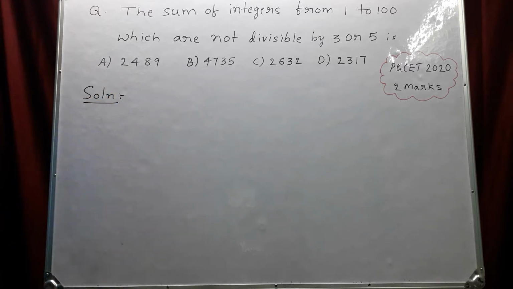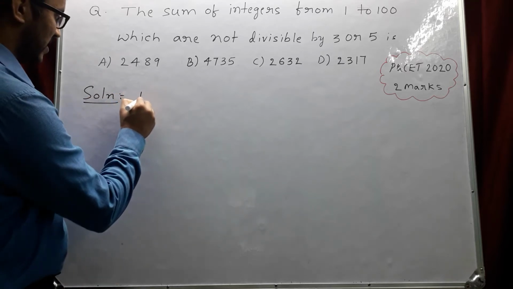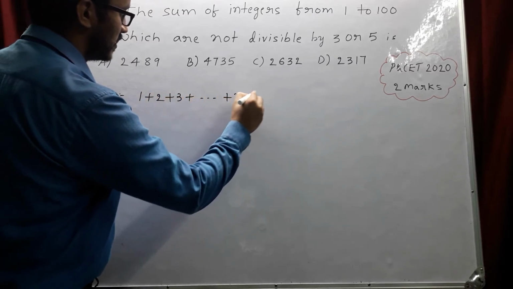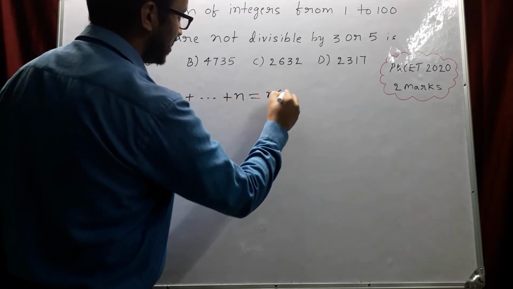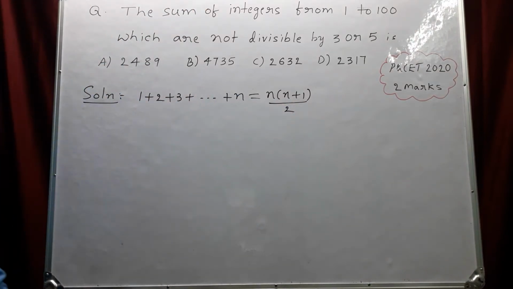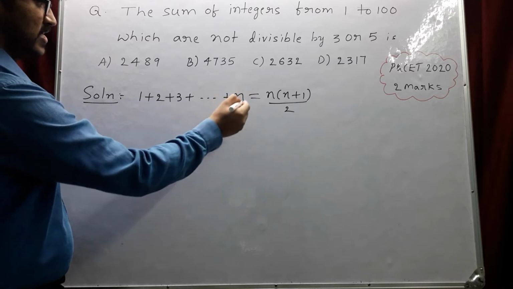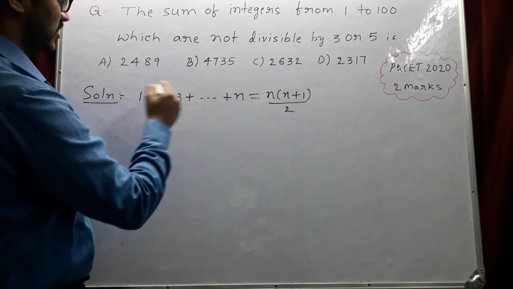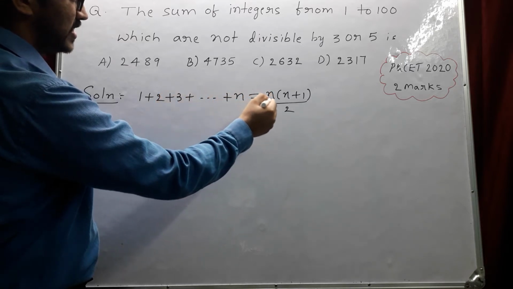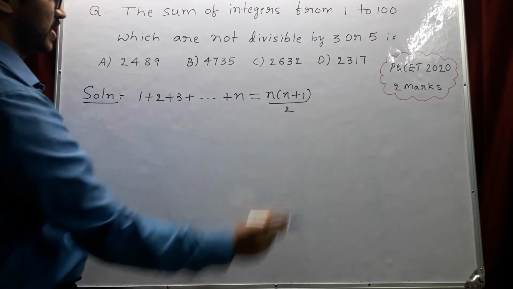So to solve this question, you should know some of the concepts. So one is the sum of the first n natural numbers. We can write it as 1 plus 2 plus 3 plus so on up to n is equal to n into n plus 1 divided by 2. Suppose you have to find the sum of the first 100 natural numbers. Then the n value becomes 100. So what we are getting? 1 plus 2 plus 3 so on plus 100 is equal to 100 into 100 plus 1 divided by 2.